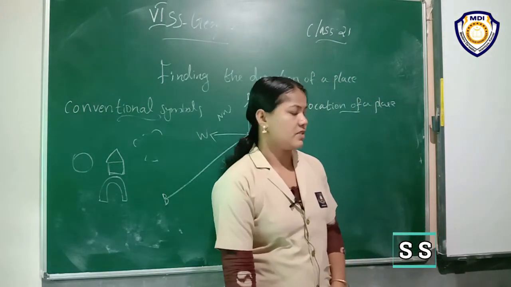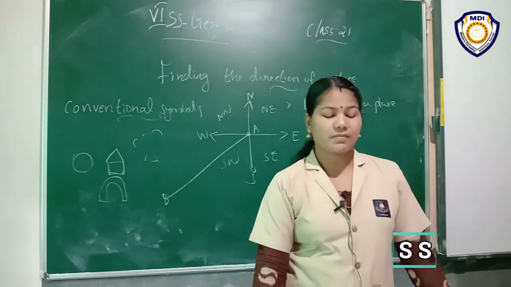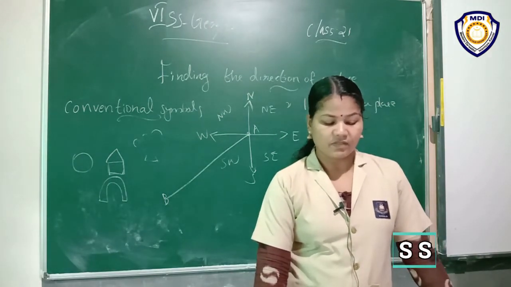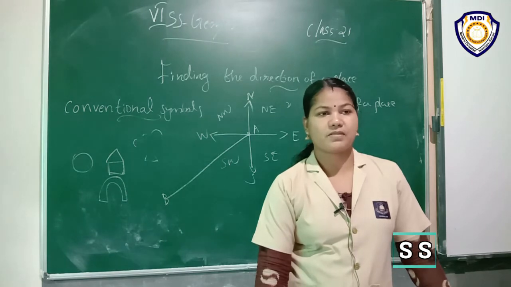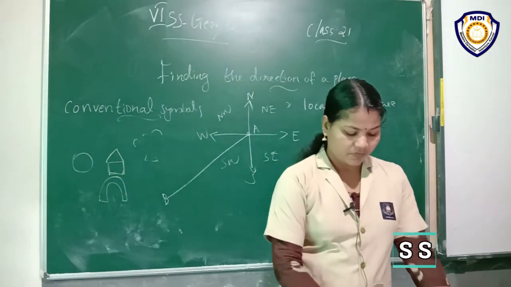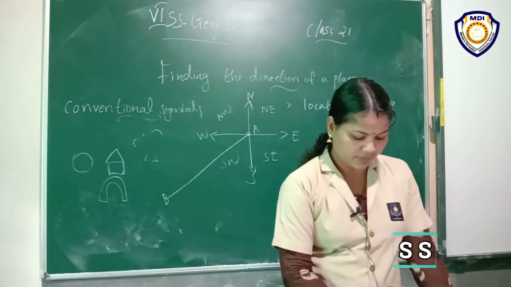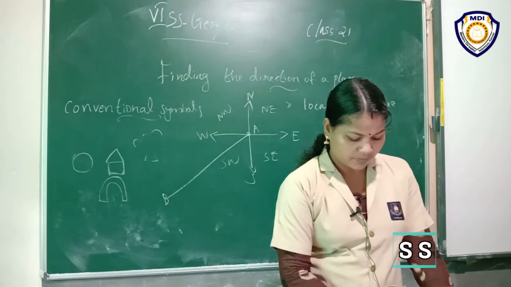Listen, here different symbols are used. Okay, the speciality of conventional symbols is that all over the world, everyone uses the same symbol. That's why they are called conventional symbols. Okay, the first one, boundaries, international, then state boundary, district boundary, roads, metalled roads.